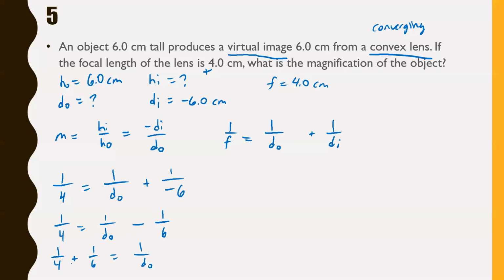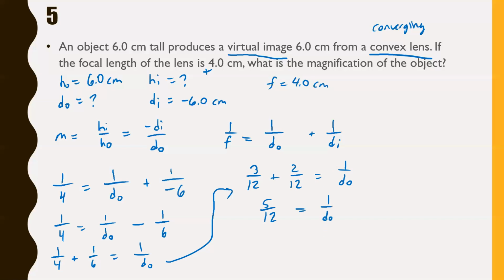Now, I don't know about you, but looking at this just gives me anxiety. So I'd rather change this so that it's one fraction. When you're adding fractions, they have to have the same denominator. So a common denominator between 4 and 6 would, of course, be 12. So I can make this 3 out of 12 plus 2 out of 12 equals 1 over DO. 3 over 12 plus 2 over 12 is 5 over 12, which equals 1 over DO.